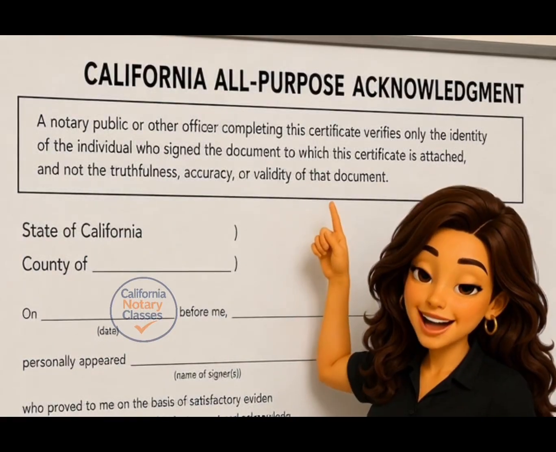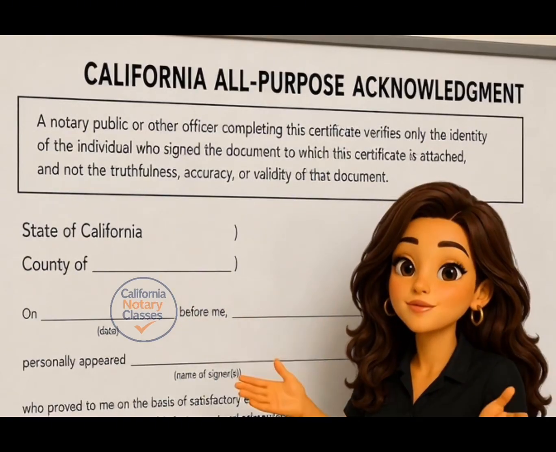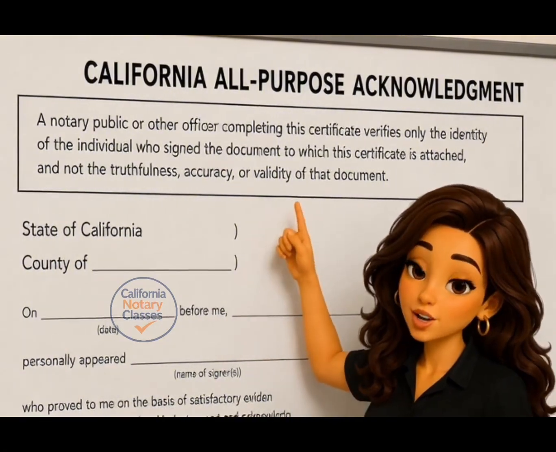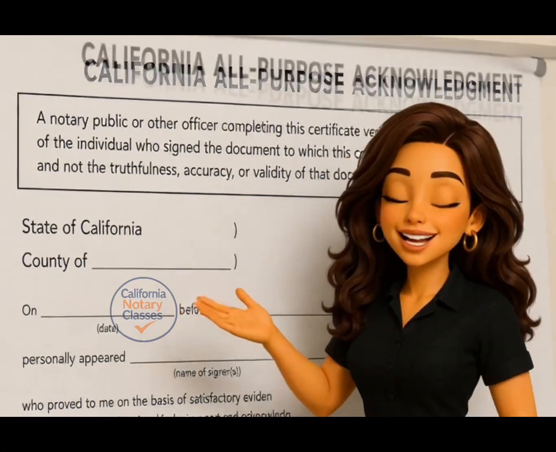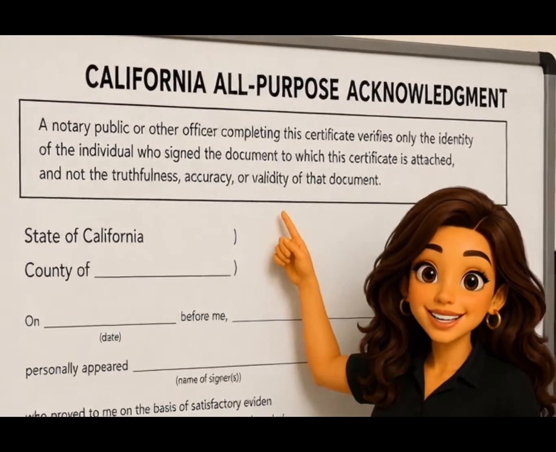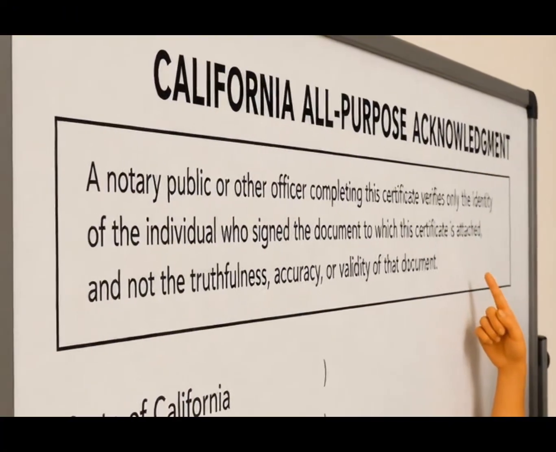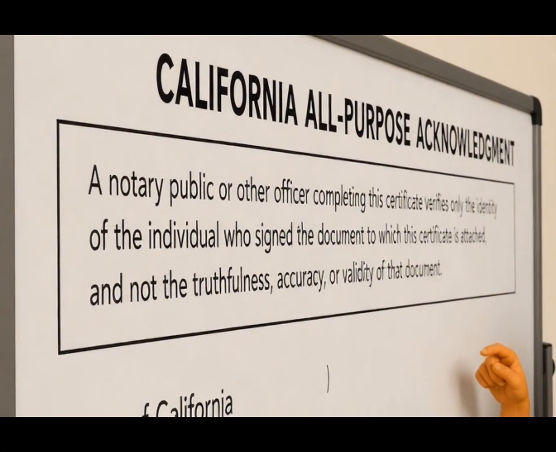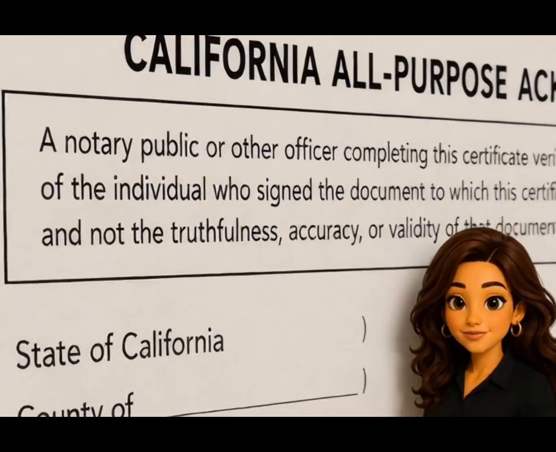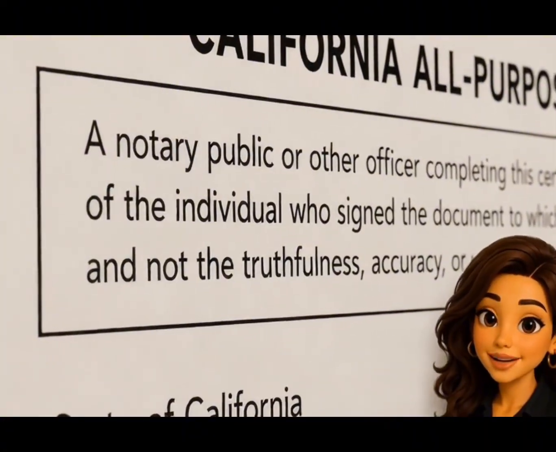California requires this mandatory consumer disclosure statement to appear right there at the top of every acknowledgement certificate. This disclaimer must be included within the notary wording. You cannot use a California acknowledgement certificate without it. The statement must also be clear, legible, and enclosed inside a printed or drawn rectangular box at the top of the certificate. This disclosure lets the signer know that the notary public is only verifying the identity of the person signing the document, not the truthfulness, accuracy, or validity of the document itself.